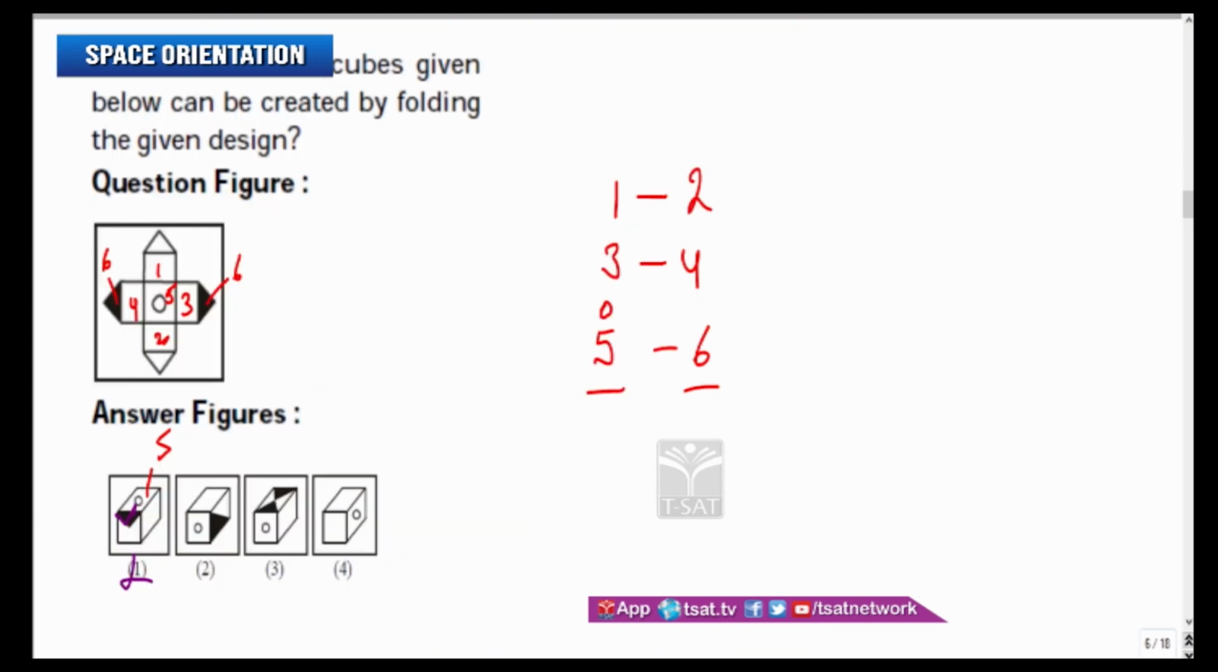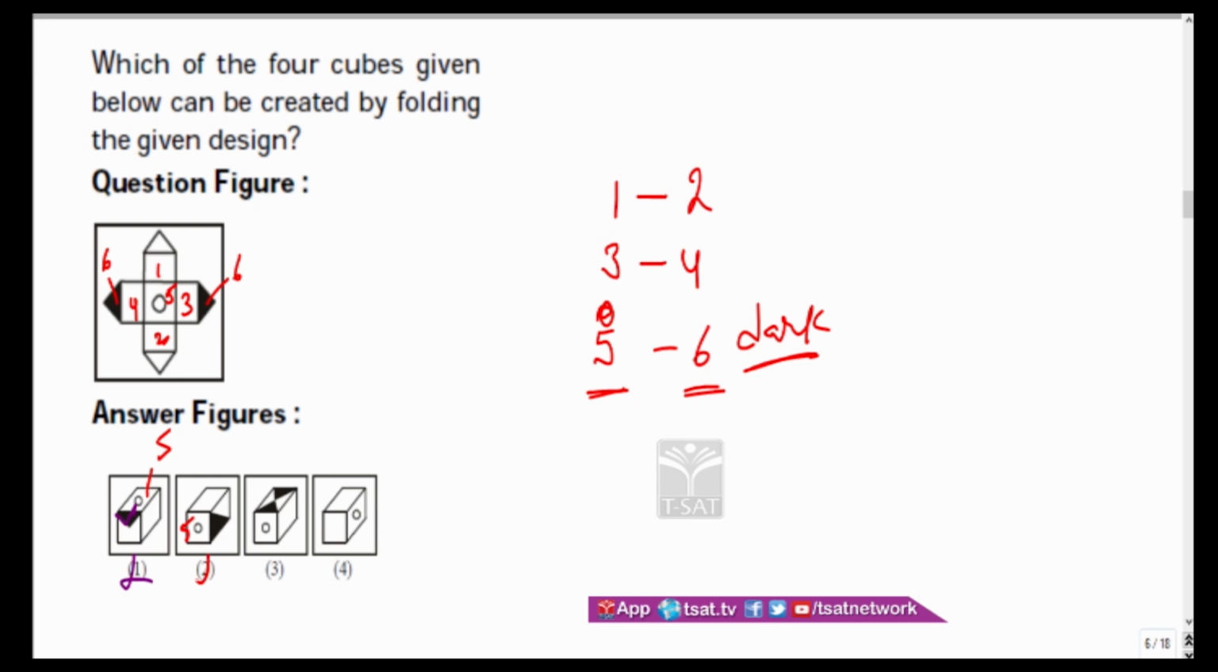In the same way, in option 2 also, the circle is present on the 5th face. For me, the 5th face is visible, the circle is visible, so the 6th face, which is opposite, 5 opposite 6, the dark should not be visible because the 6th face is the dark one. In this case, even though the circle is visible, the dark face is also visible for me, so this is also wrong. Now I come to option 3.